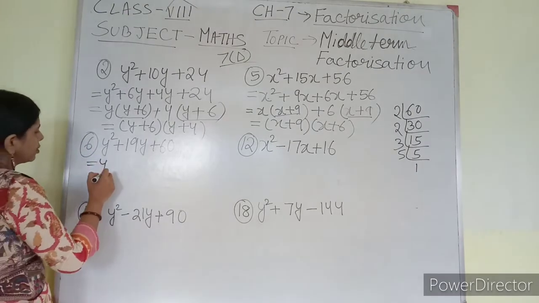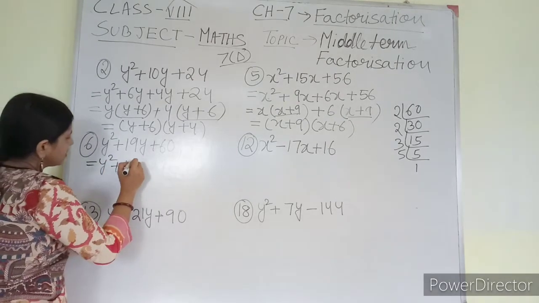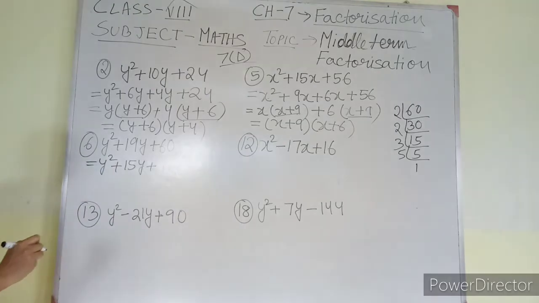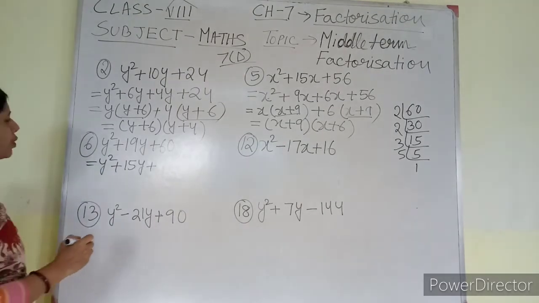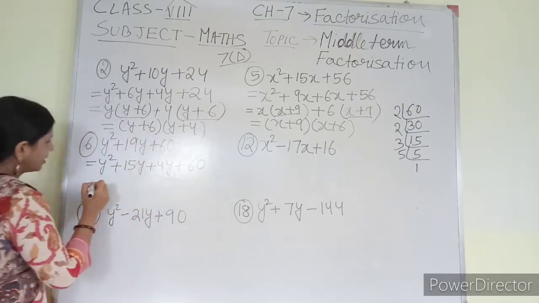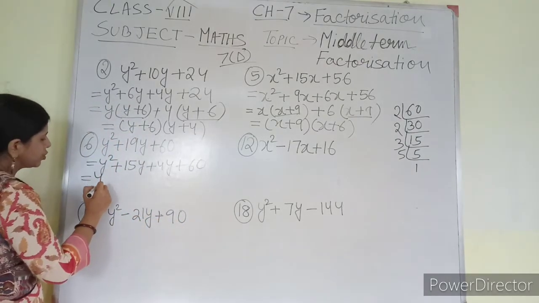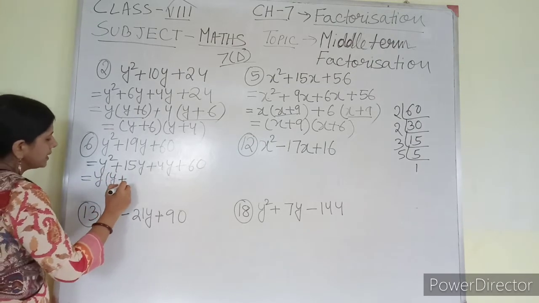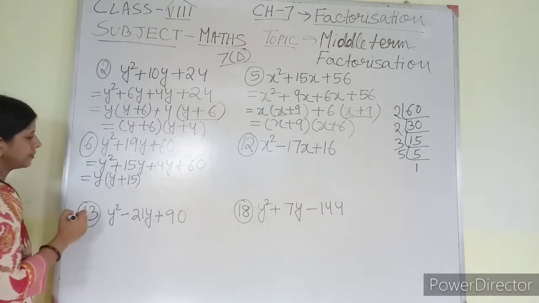So I can write y square plus 15y plus 4y plus 60. Now again take common: in these two terms y is common, y is left here, 15 is left here.